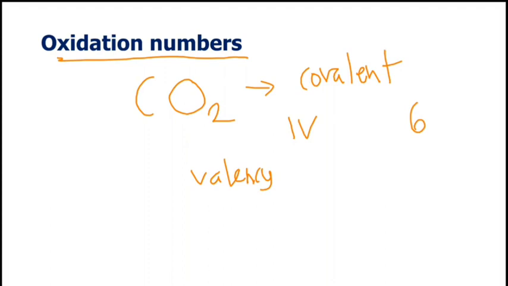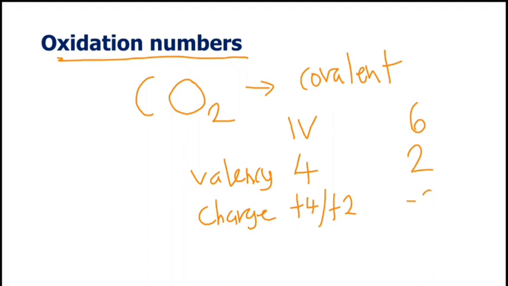The valency for carbon will be 4, the valency being the number needed to make 8 electrons like a noble gas. For oxygen, it's just short of 2. The charge that could be formed could be +4 or +2 for group 4. For group 6, it will be -2.